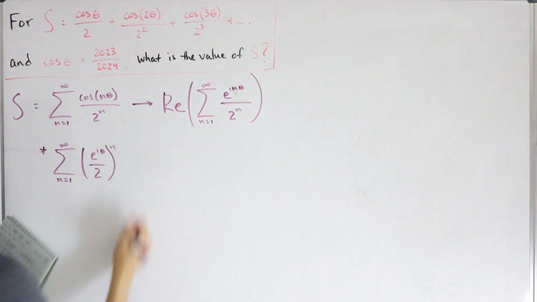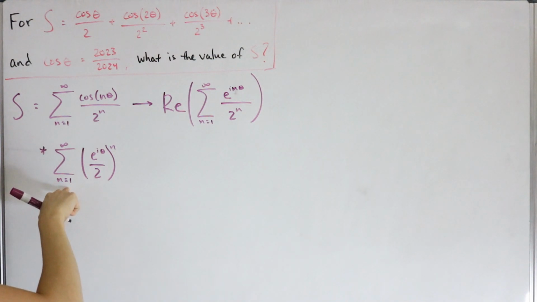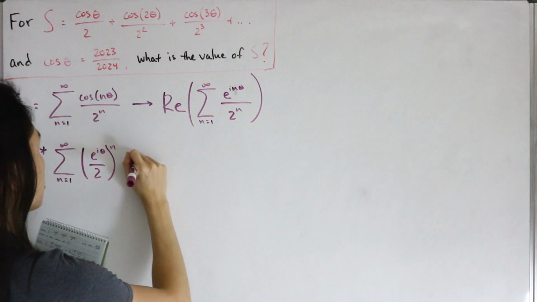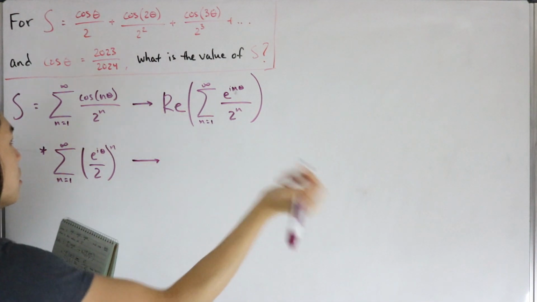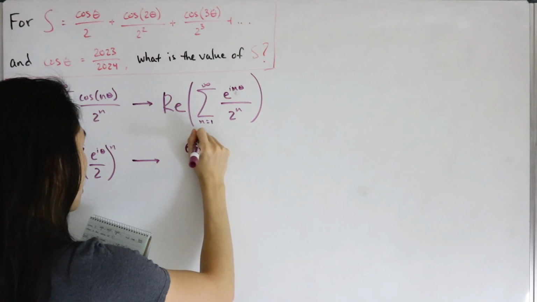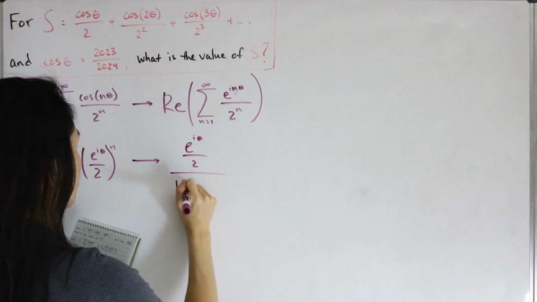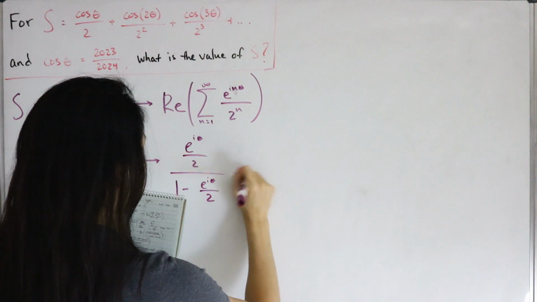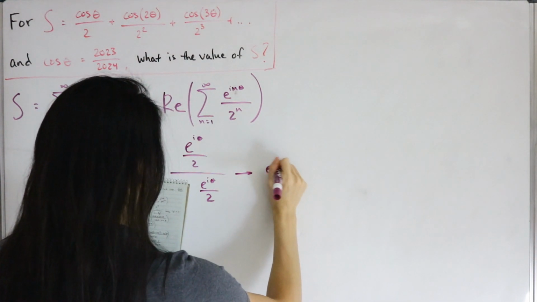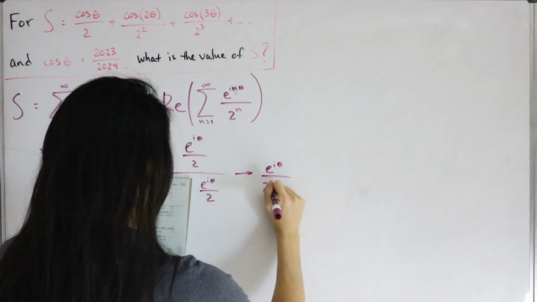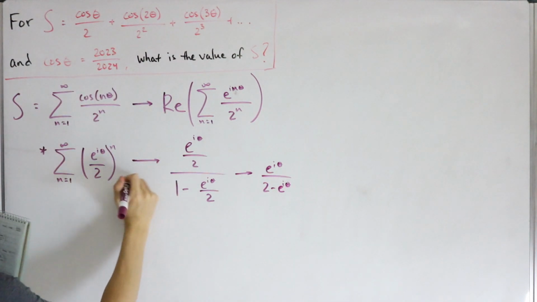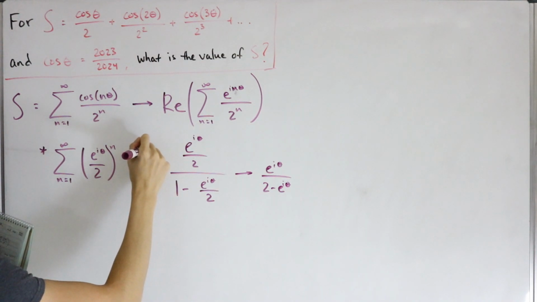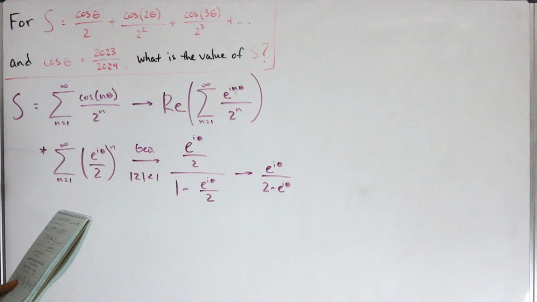So applying the geometric series, be careful that because our n equals 1 instead of 0, we have to utilize the form carefully, using its common ratio. So by that justification, we have e to the power i theta divided by 2, divided by 1 minus e to the power i theta divided by 2, which you can simply reduce to e to the power i theta divided by 2 minus e to the power i theta. And I should also write that the complex value z is strictly less than 1. I'll put geo to shorten it to say that this is the geometric series.